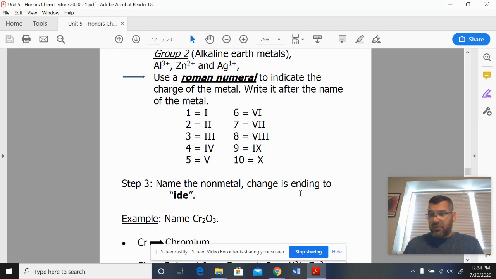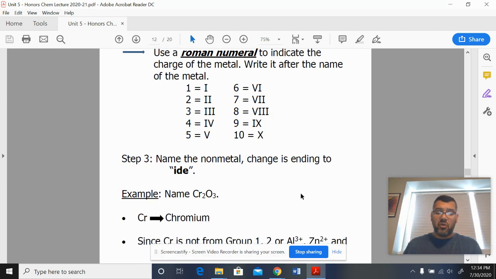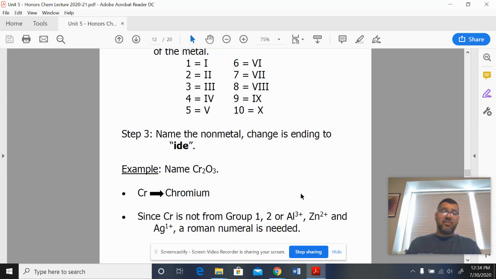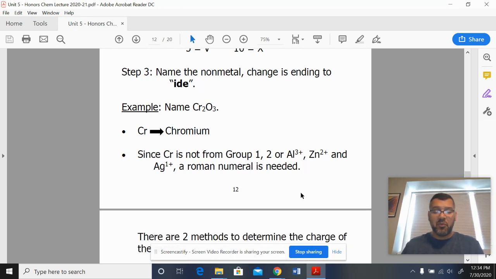So let's try one. Cr2O3. When you look at Cr2O3, Cr, chromium, is not in group 1, it's not in group 2, it's not aluminum, zinc, or silver. Since that's the case, it has to have a Roman numeral, and we will figure out what that Roman numeral is in a moment. So that's the first thing. We need a Roman numeral.